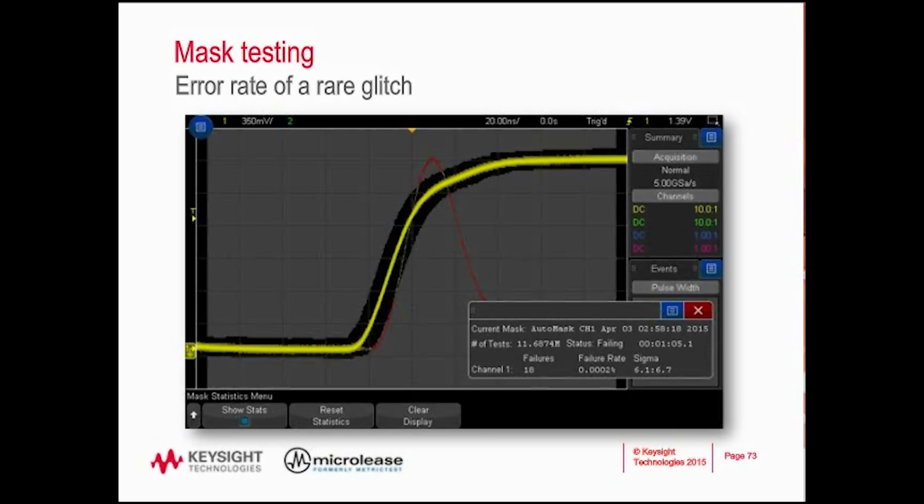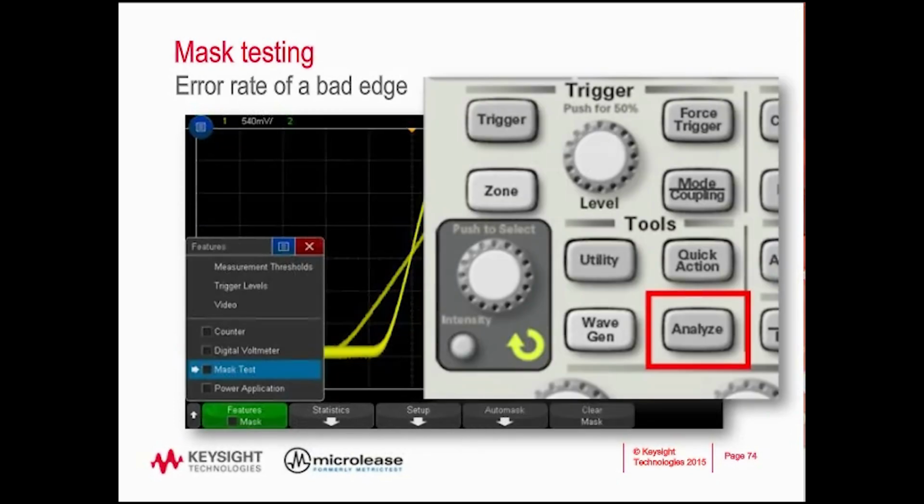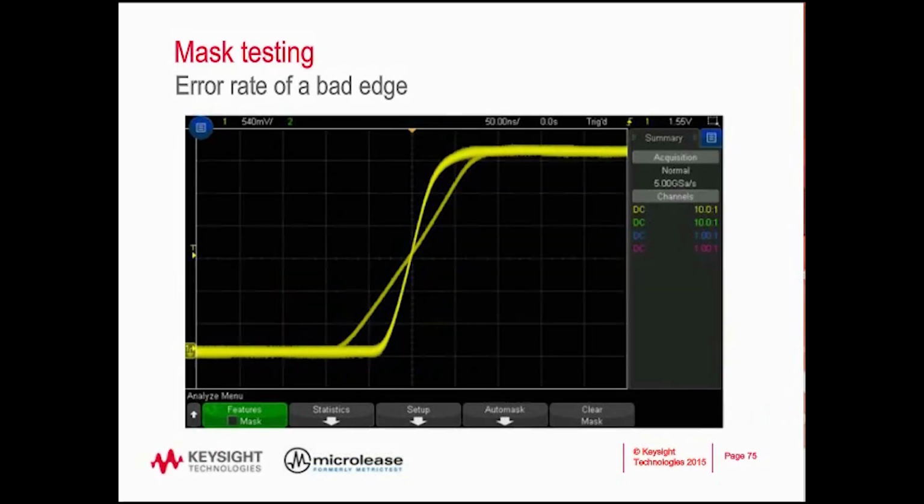We can see we've captured over 10 million tests in the course of a minute with a particular failure rate. And there's actually a number of options that we can set up on this mask test. So it's very easy to find. You hit Analyze, and then you turn on the mask test feature in the feature list. And for example, here we're going to look at the error rate of the bad edge.